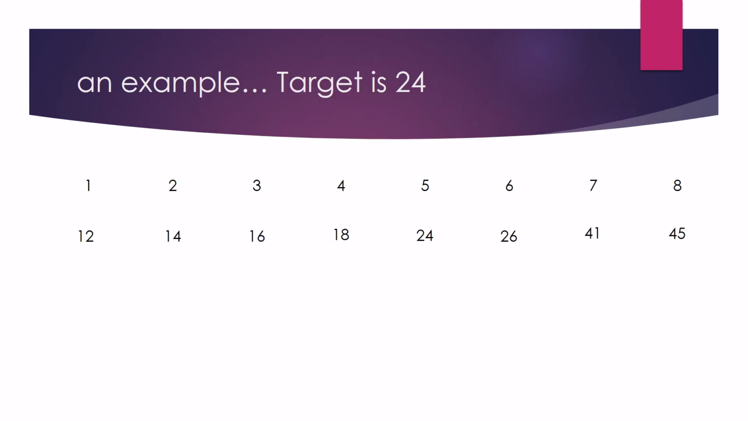Let's do this as an example. So in the top row we have 1 through 8 for our index array, and we have assorted values 12 through 45. Notice that this list is still sorted. The target value is that one, 24.